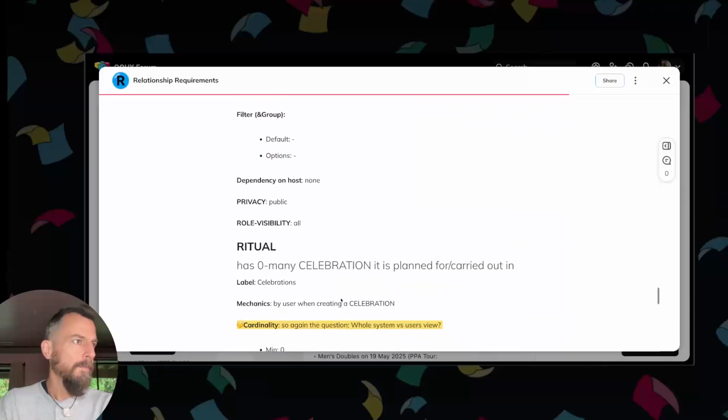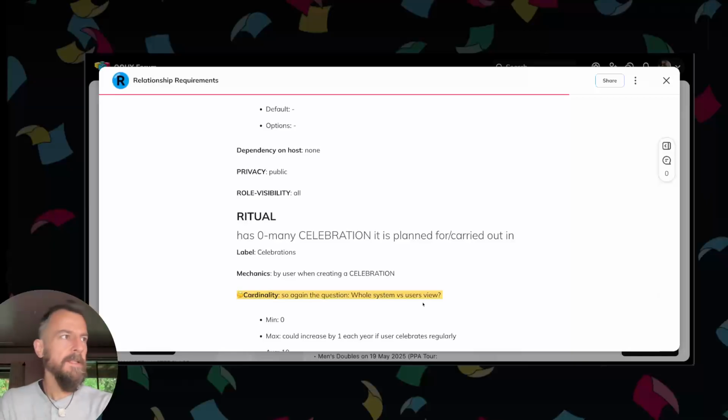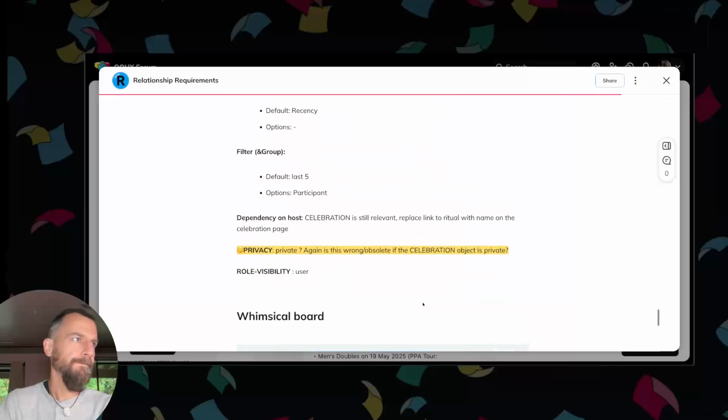Ritual. Whole system versus user view. We talked a little bit about that. Thinking through what it means for the user, what it means for somebody else that comes in as a user to look at it versus the admin would be interesting. Okay, and then private, again, this is wrong, obsolete, celebration is private. Okay, all good there. But this is great work, and hopefully that makes sense.